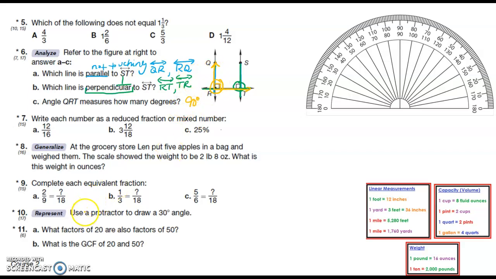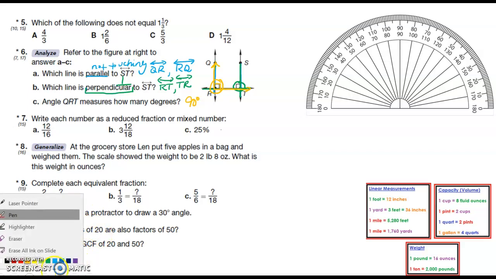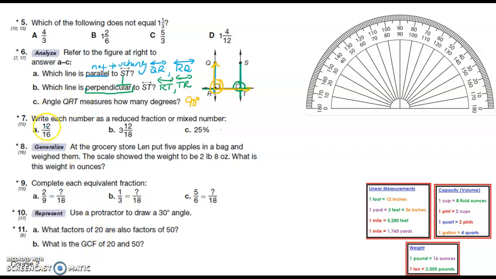Okay, number 7. Write each number as a reduced fraction or mixed number. So I'm going to figure out what number goes into 12 and 16. I think 4 goes into them. 12 divided by 4 is 3, and 16 divided by 4 is 4. And if you divide this by 2 and then divide it by 2 again, there's no shame in that at all. Here we've got a mixed number, so the 3 is going to hang out while I figure out what goes into 12 and 18. I think 6 will work. 12 divided by 6 is 2, 18 divided by 6 is 3, and I don't want to lose my whole number.